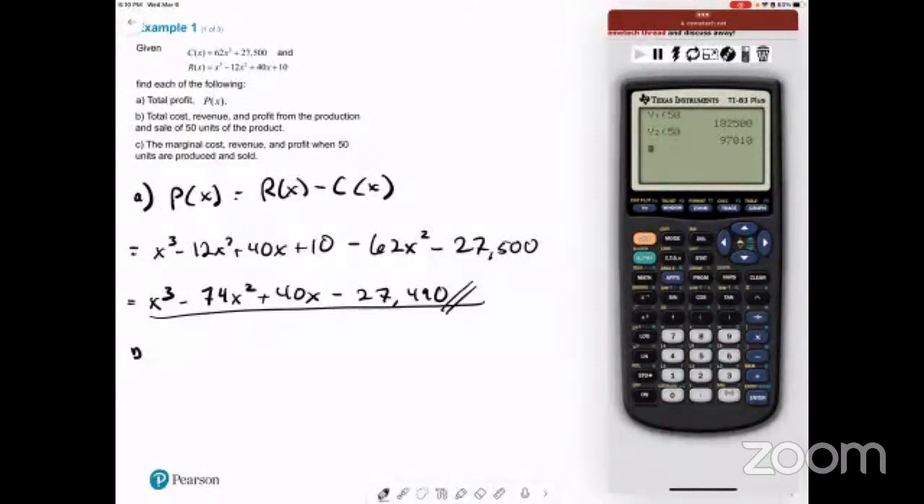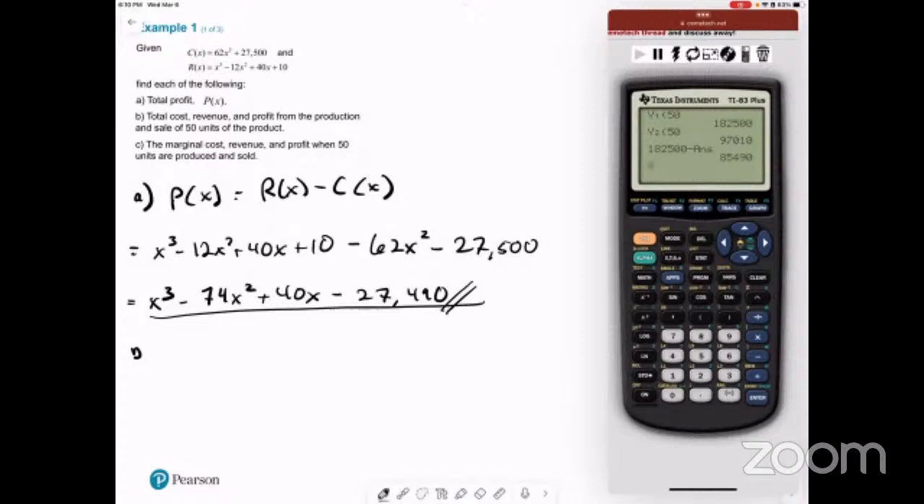So then the profit, if we said that 182,500 minus that 97,000, and that should be the profit. Maybe we're good. Cost? No, sorry, I got it backwards. It should be negative of that result, right? Because we have to do revenue minus cost. So that result is actually negative. Okay.